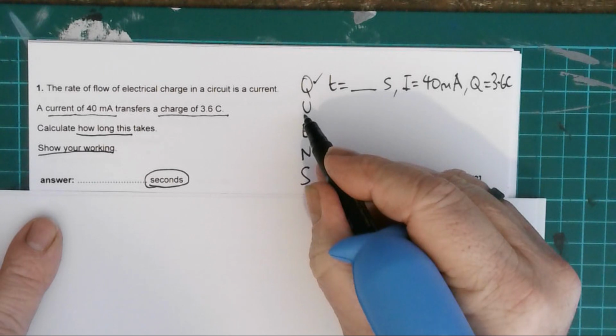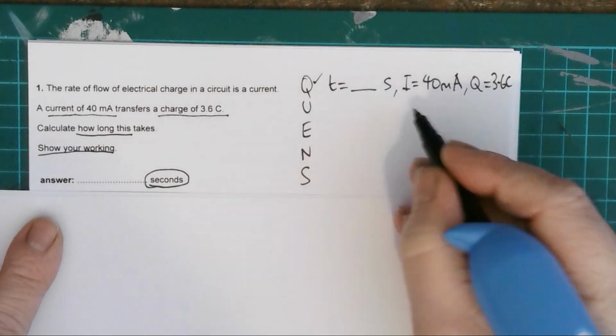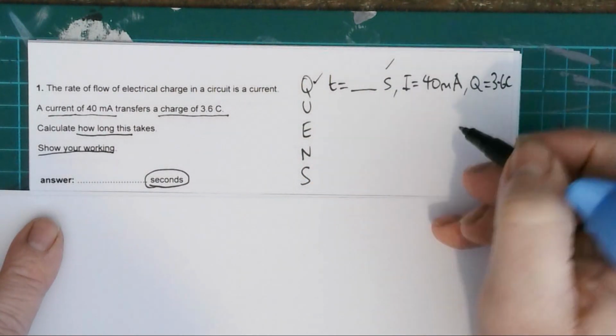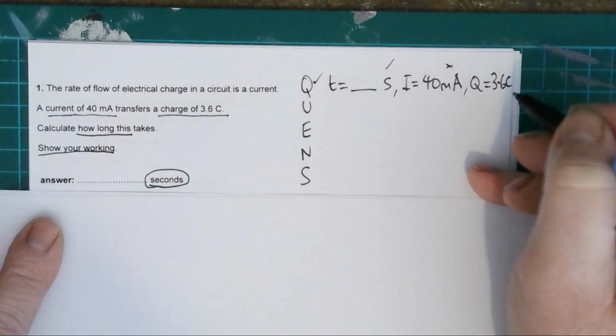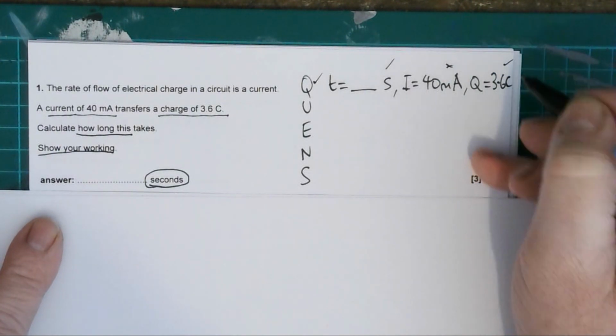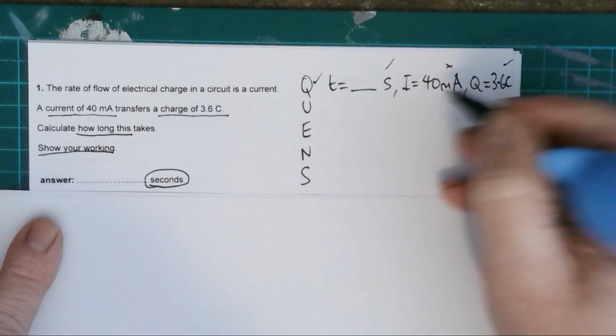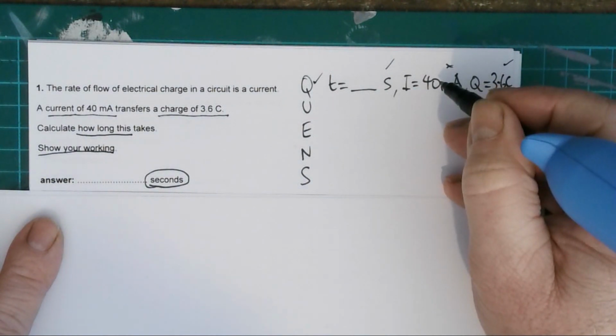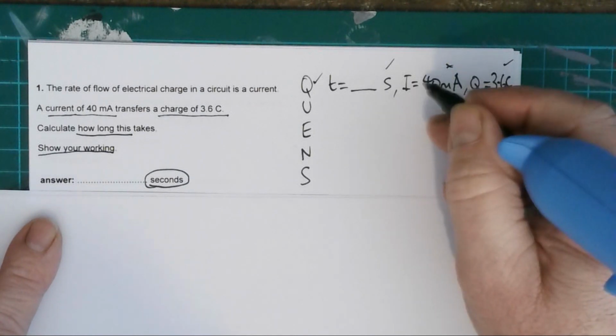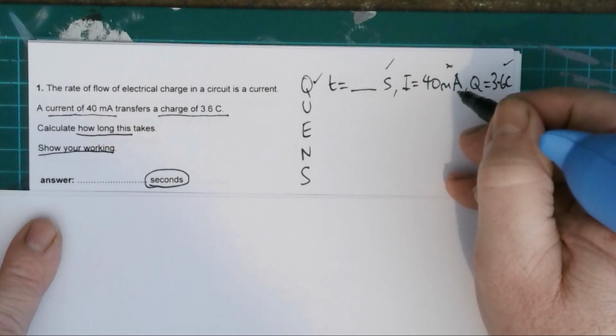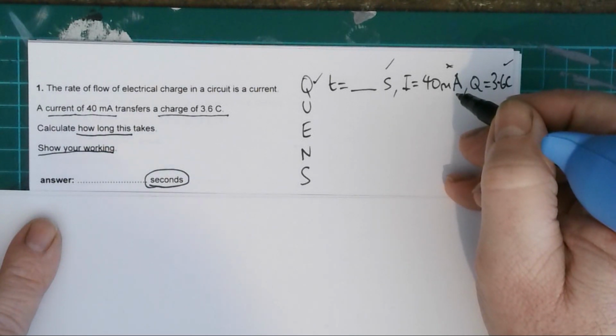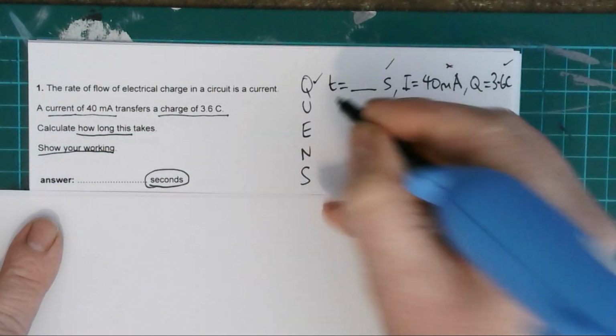U is for units. I'm unhappy with the units. I've got seconds, yeah. Milliamps, don't like that. And coulombs, that looks okay to me. So I need to do something about this. I should be celebrating this on my head because I know that if I write a conversion correctly, I get a mark, even if I don't get the final answer right. So units, let's convert those.